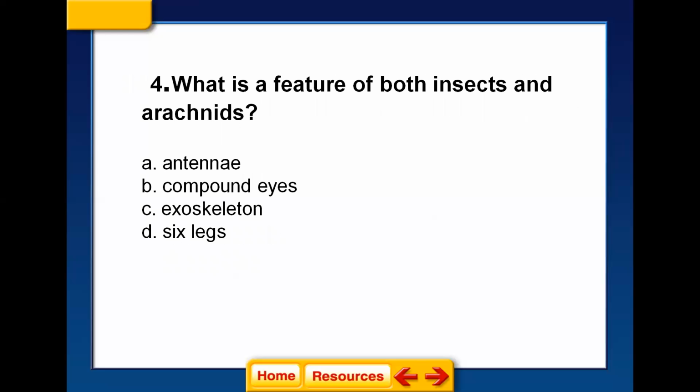Now question 4. What is a feature of both insects and arachnids? Insects and arachnids both belong to arthropoda. They have jointed legs, they have an exoskeleton, they have segmented bodies. But they're different in the antennae, which insects have and the arachnids lack, compound eyes in insects, and 6 legs or 3 pairs of legs in insects. But they're common in the exoskeleton. So for this question, the answer is C.